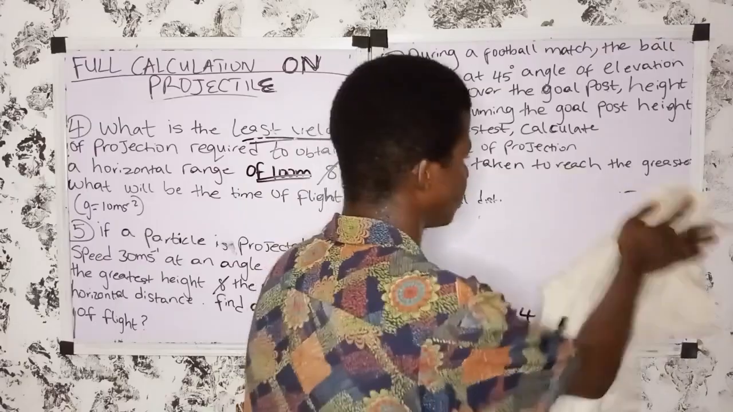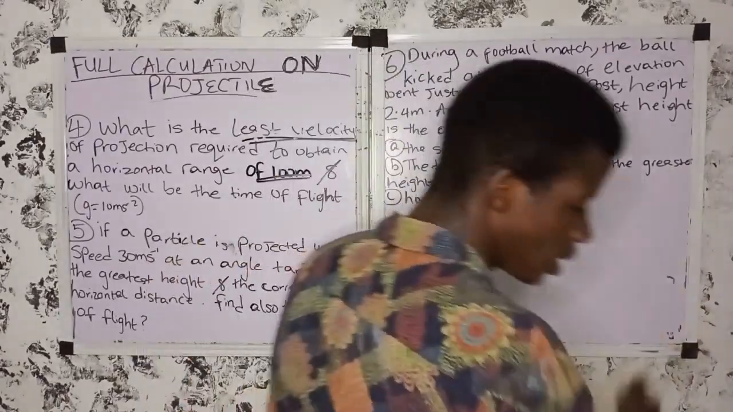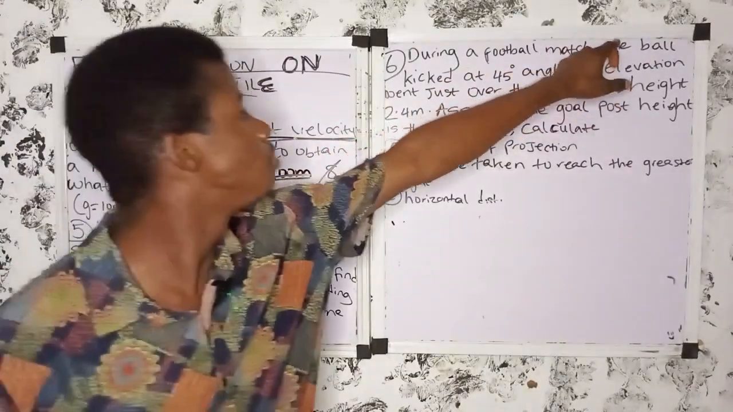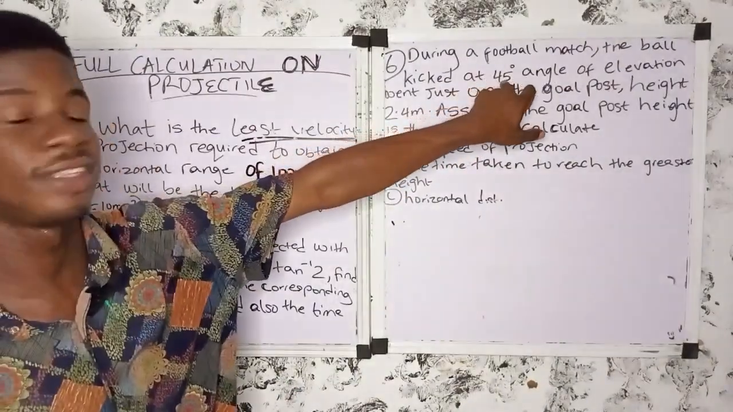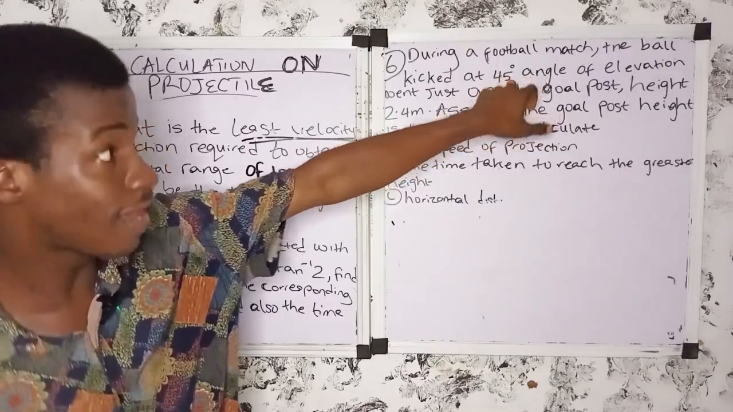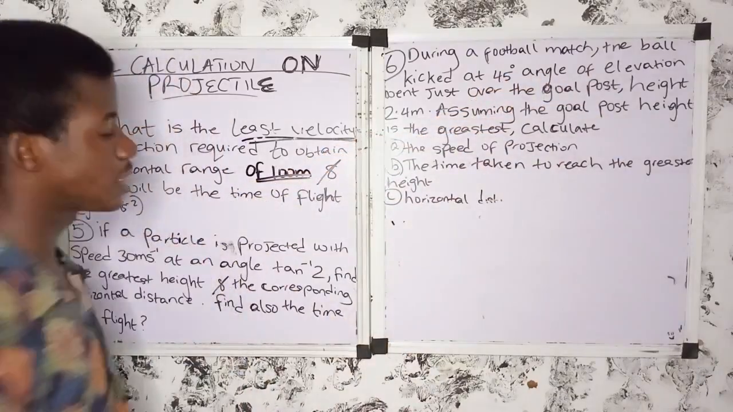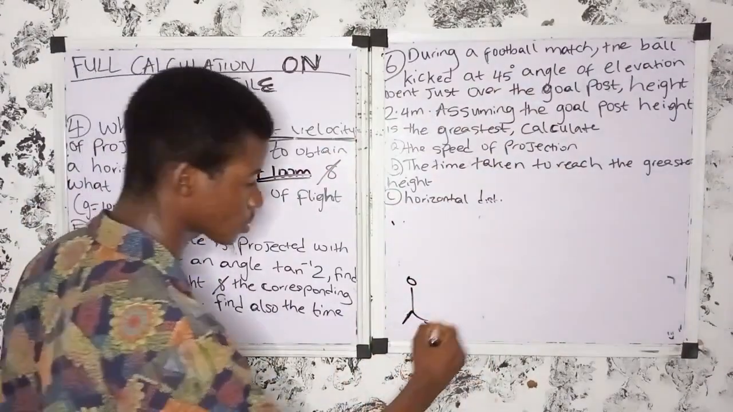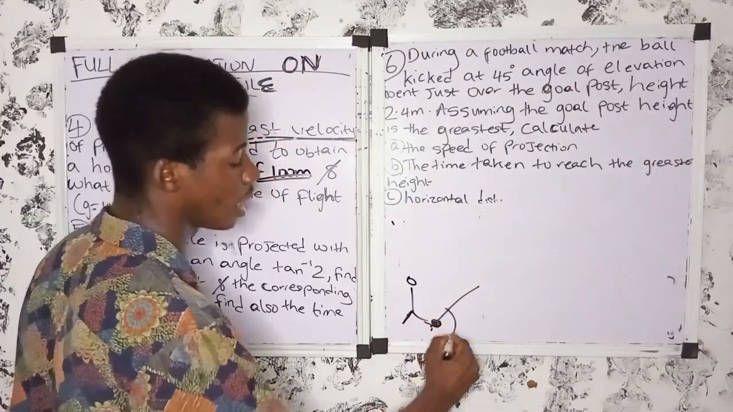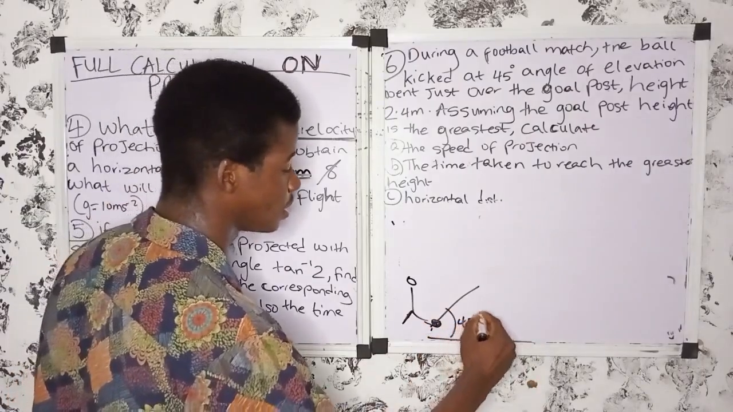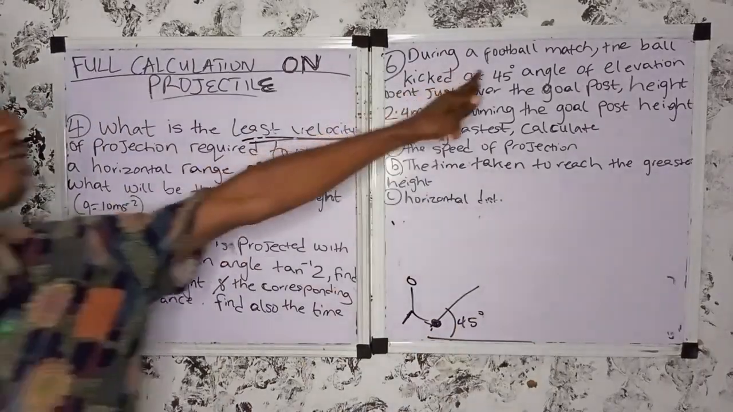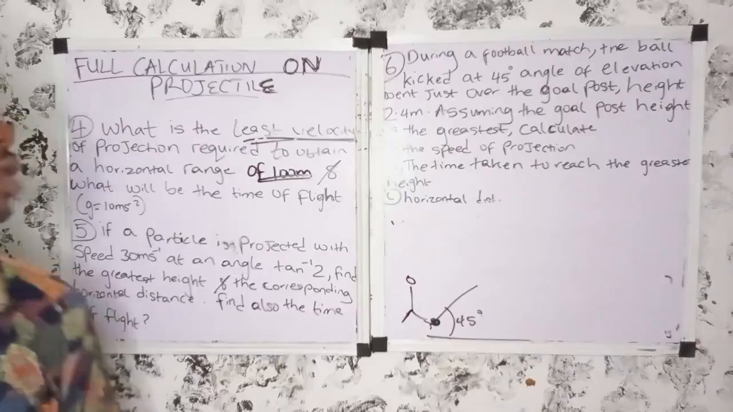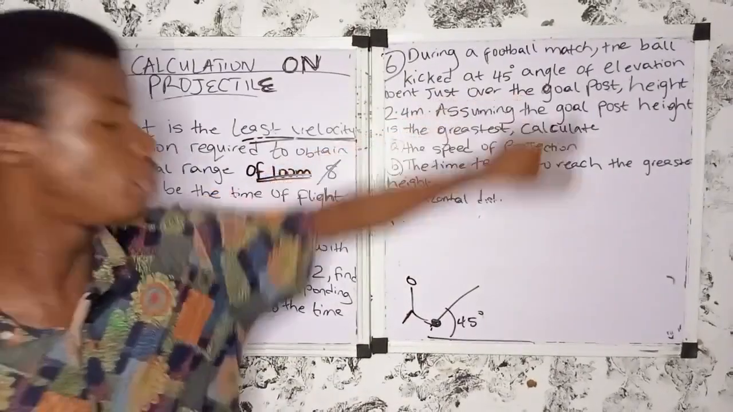Okay, this sixth question is not that long as well. So in the sixth question, during a football match, the ball kicked at 45 degree angle of elevation. Let's say this is the player. He kicked the ball. Let's say this is the ball at angle 45 degree, right? So during a football match, the ball kicked at 45 degree angle of elevation went just over the goalpost.